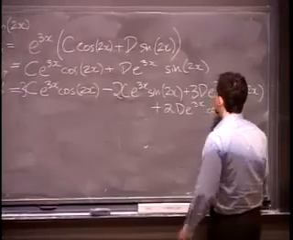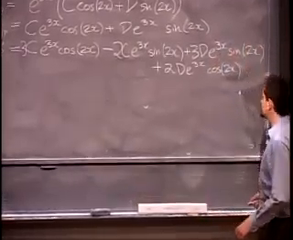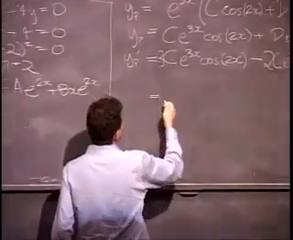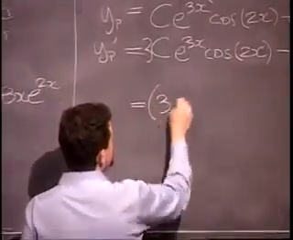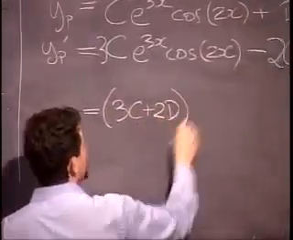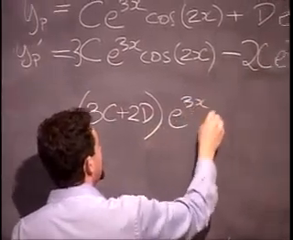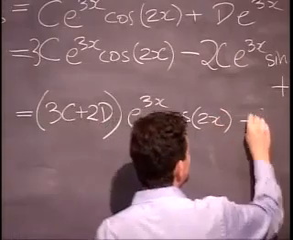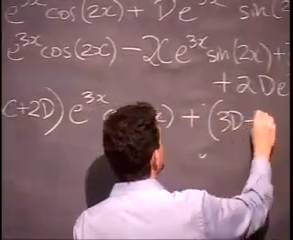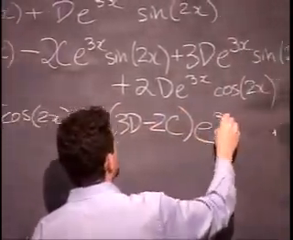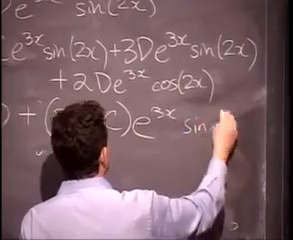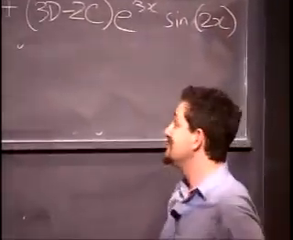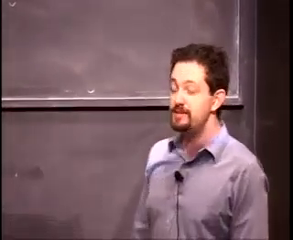And it's a bit of a mess, but you notice you can group some terms together. If you do group the sines and cosines together, you find that the derivative is 3C plus 2D times e to the 3x cosine 2x plus 3D minus 2C e to the 3x sine 2x. So there's the first derivative. Unfortunately, you have to repeat the dose.